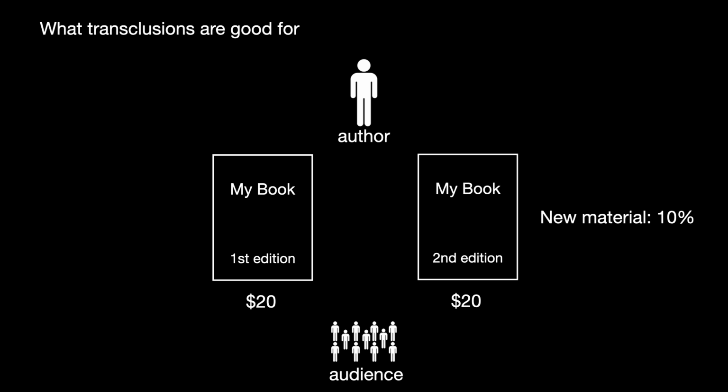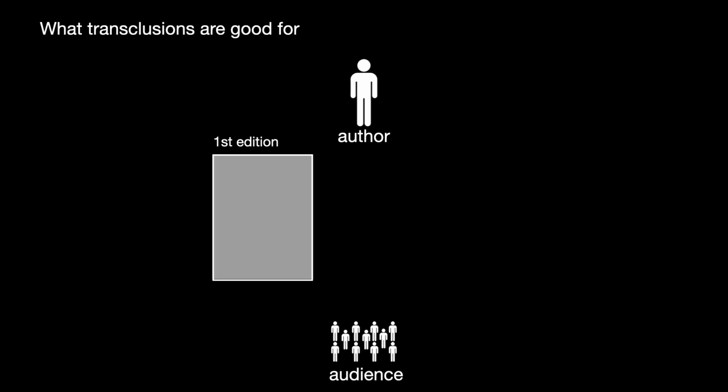How can transclusions help here? This time, the author publishes his book on a Xanadu-like publishing platform. The book is still priced at $20. The audience buys and reads the book. Then, the author publishes the second edition. The audience can open it right away.